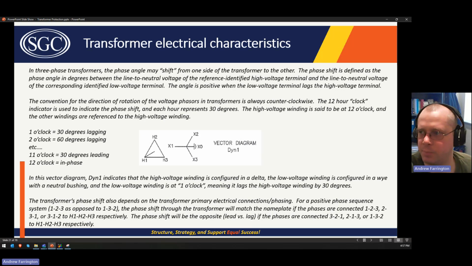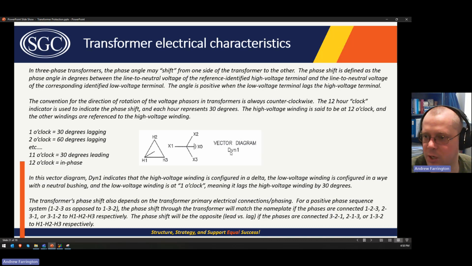The vector diagram, I guess we'll discuss this briefly again. In three-phase transformers, the phase angle may shift from one side to the other. This is an unavoidable property of delta Y transformers. The convention of the direction of rotation of the voltage phasors in the transformer is always counterclockwise, and then you have a 12-hour clock indicator, which is used to indicate the phase shift.